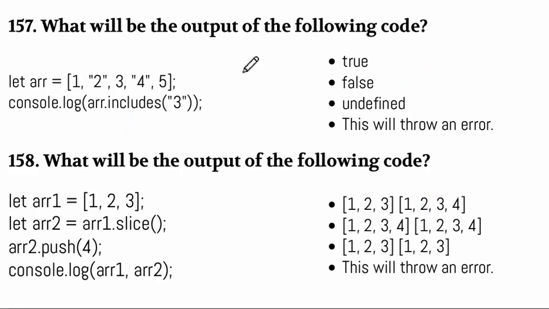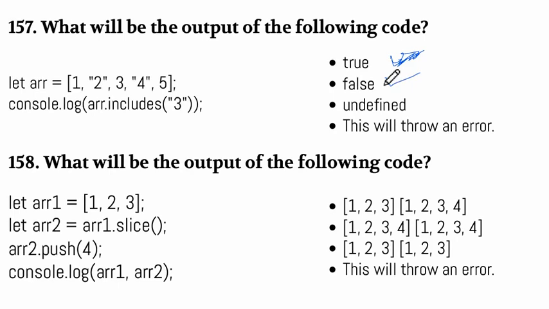Another question: what will be the output of the following code? This time you can see that a single 3 has been given inside the includes method. So this time the output will be true, because 3 is available. Oh, sorry for that. The correct answer will be false again, because here we are checking whether the 3 as a string is available inside the array. The reason why the answer is false is that dot includes uses strict equality.